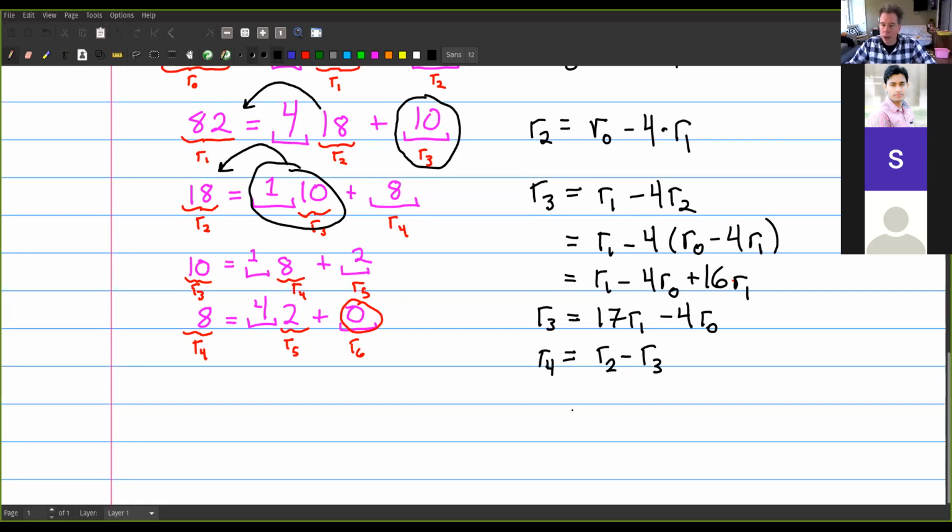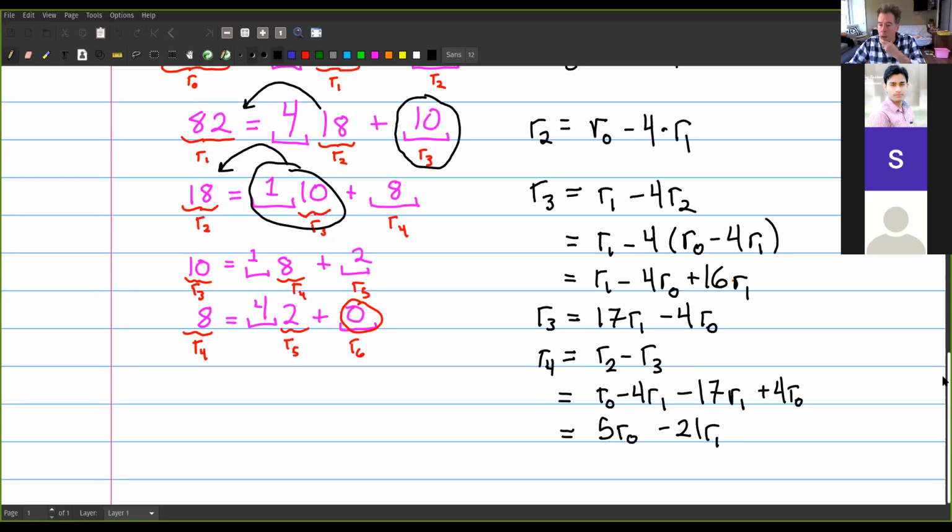So R2 is R0 minus 4 R1, and here's R3, we just did that. So it's minus 17 R1 plus 4 R0. And the minus switched to a plus because we're doing quantity minus. And I just put these together, and this gives me 5 R0 minus 21 R1. Okay.